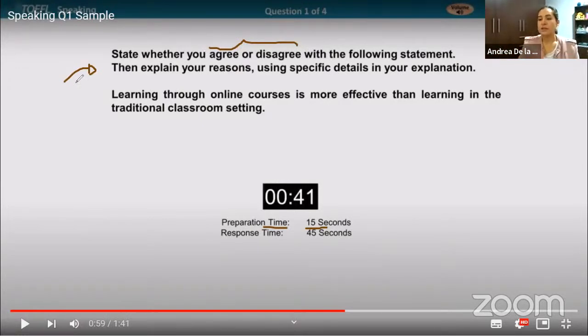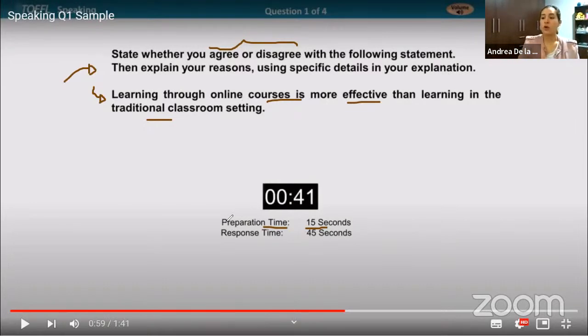So what they ask you is, do you agree or do you disagree with this statement, right? So that means, do you think that learning through online courses is more effective than in a traditional way? Or do you disagree? Do you not think that learning through online courses is more effective? That's what they're asking. So the first thing that you need to know, you have to always choose one side. They always give you two options, and you always have to choose one of them and support it completely.